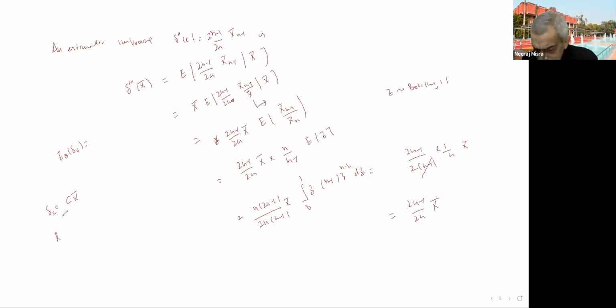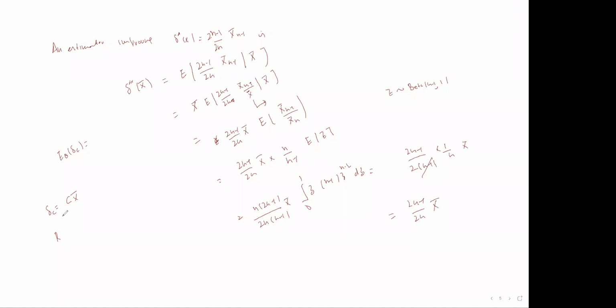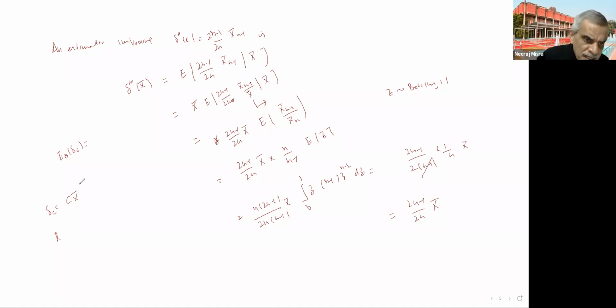Is that clear? Yes, sir. Yeah. So let us try to see among estimators of the type C times X bar, what is the best estimator? So that is same as expected value of (C times X bar minus theta) whole square. Now this can be written as variance of C times X bar plus the bias of this, which is (expected value of C X bar minus theta) whole square.